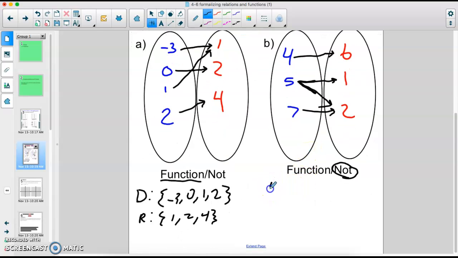Okay, we can still do our domain though. 4, 5, and 7 for our domain. And then our range is all the y values. And so it's 6, 1, 2.